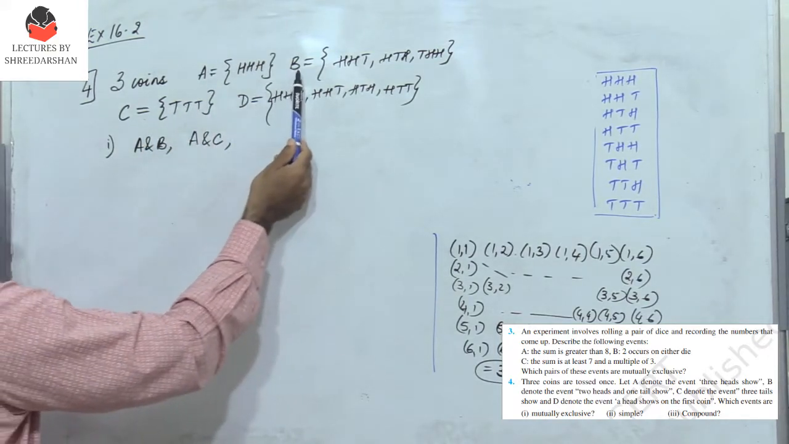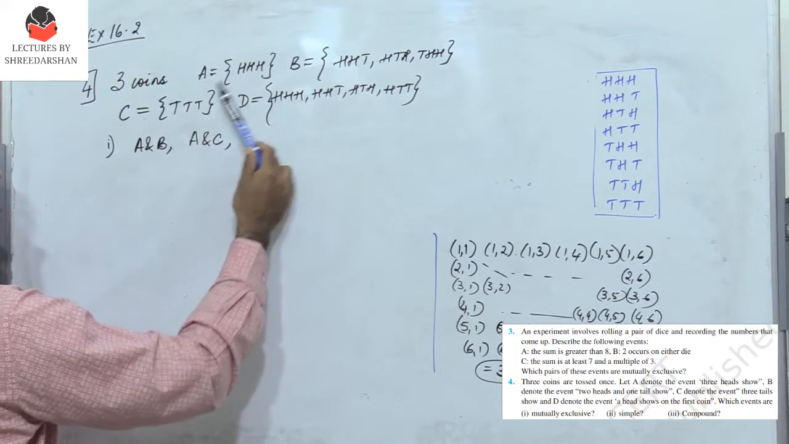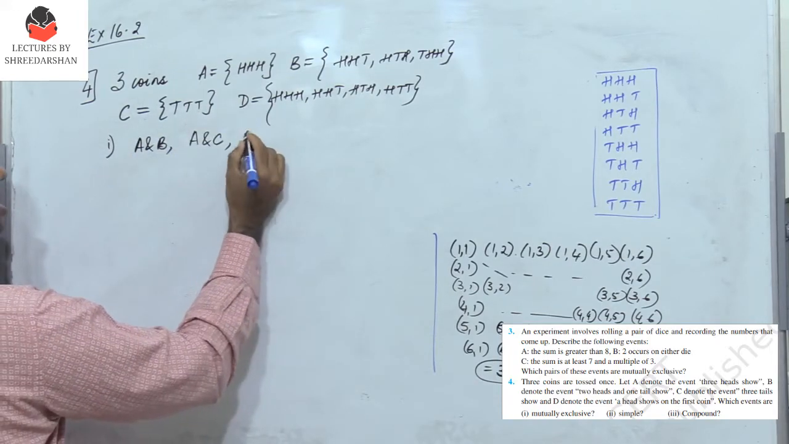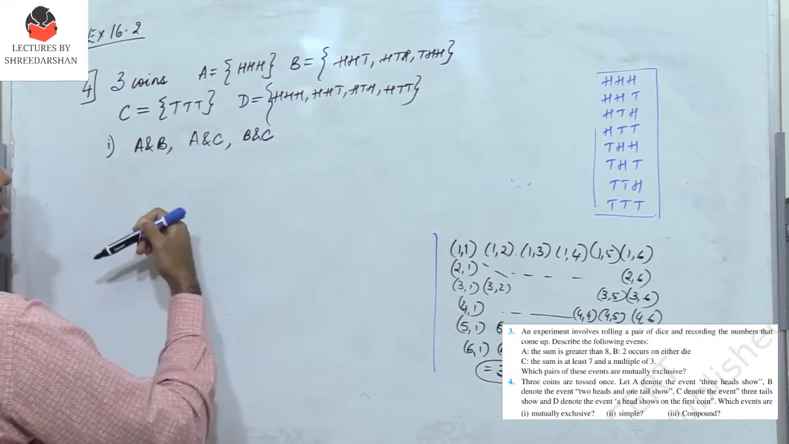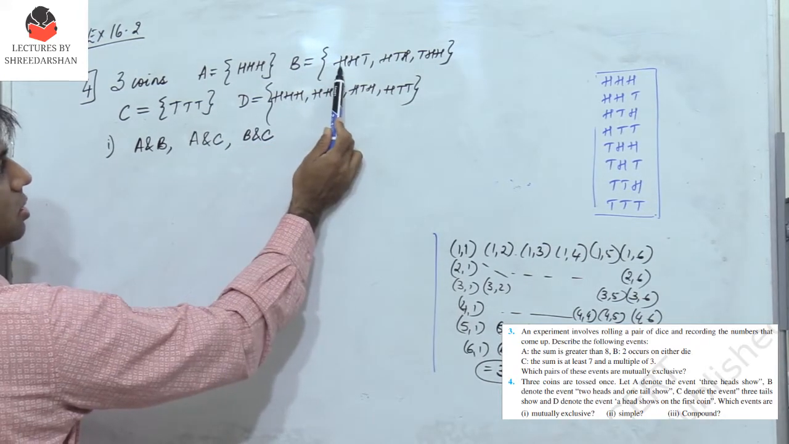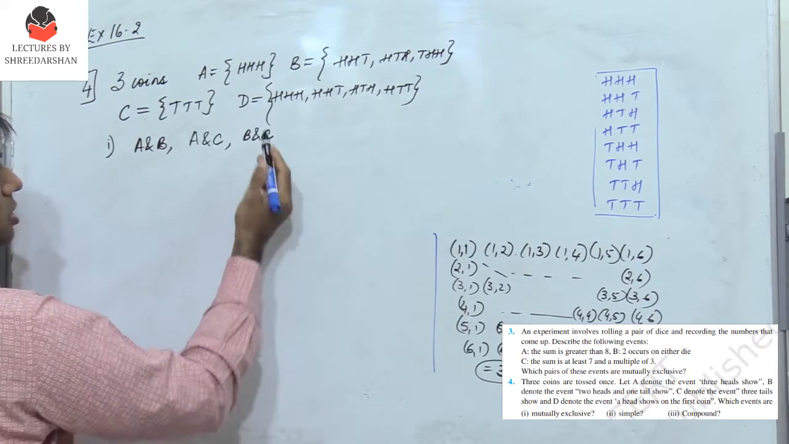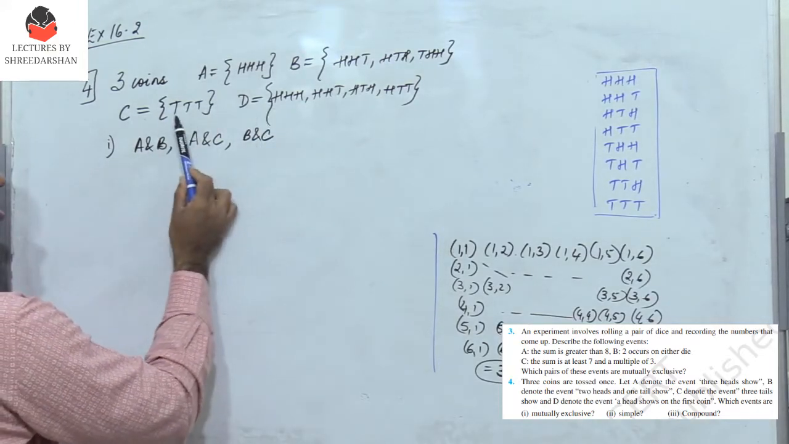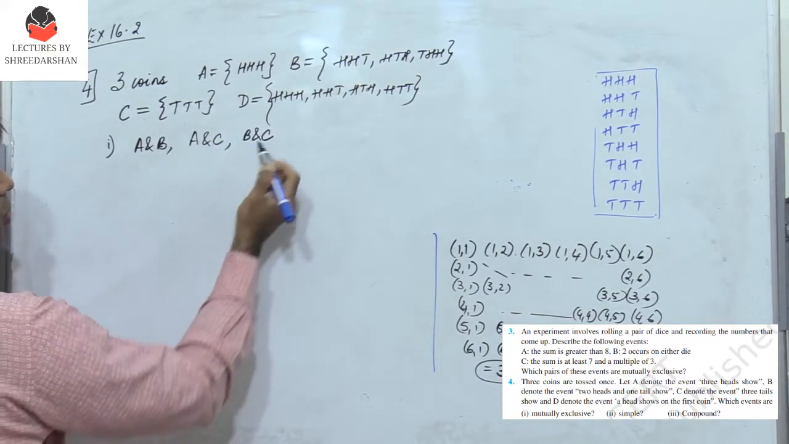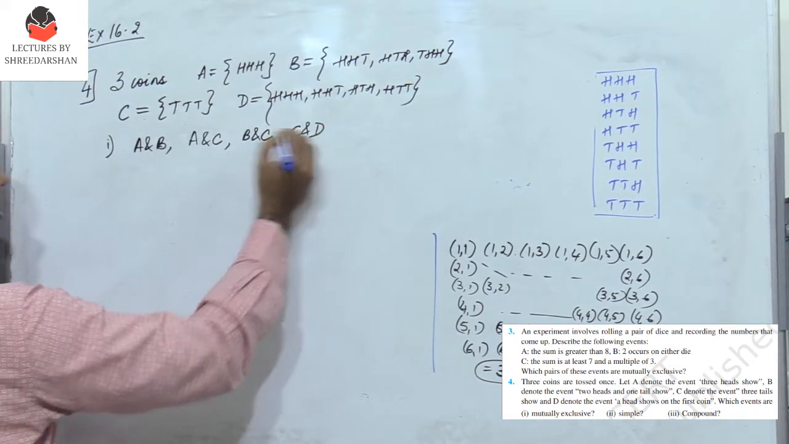Now let us consider B and C. Is there anything common between B and C? No. B and C are mutually exclusive. And what about B and D? Is there anything common? Yes. 2 heads and a tail, 2 heads and a tail. So B and D is not mutually exclusive. And then now let me consider C and D. Is there anything common between C and D? No. So C and D are mutually exclusive.